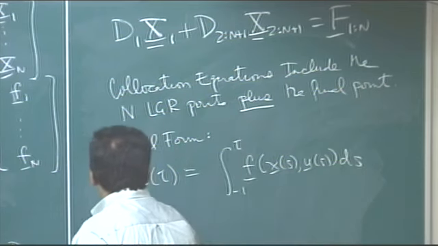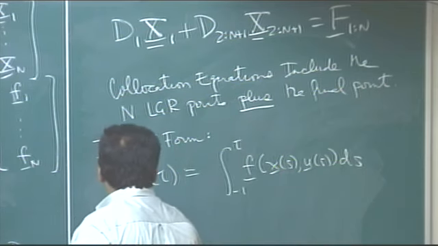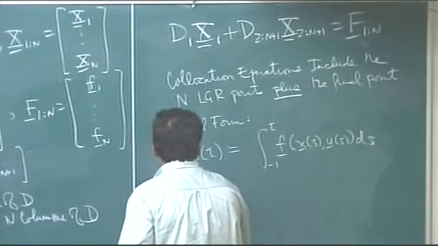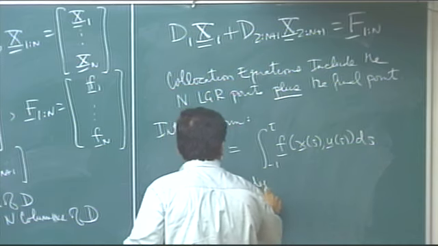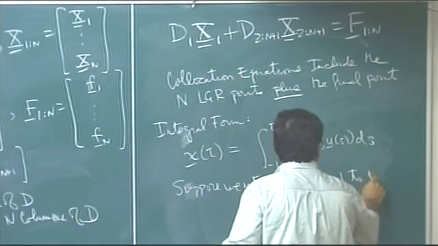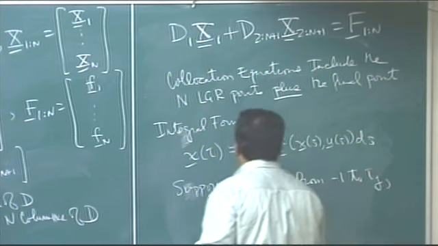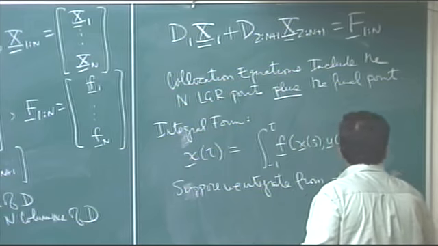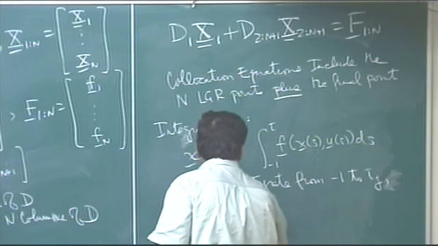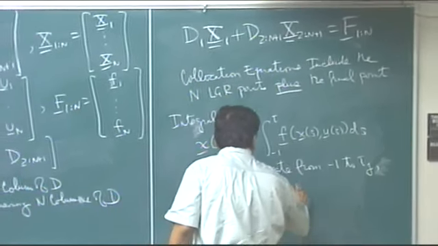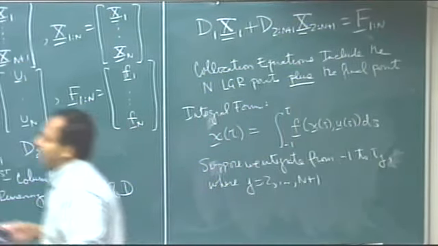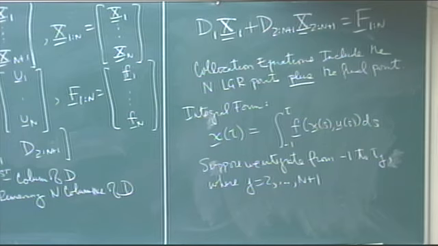So now what we're going to do is an integration the following way. Suppose we integrate from -1 to tau j, where the index j goes from 2 through n plus 1. I can do that in this case, right? Because I have n plus 1 points in my approximation. I can use them the way I see fit.